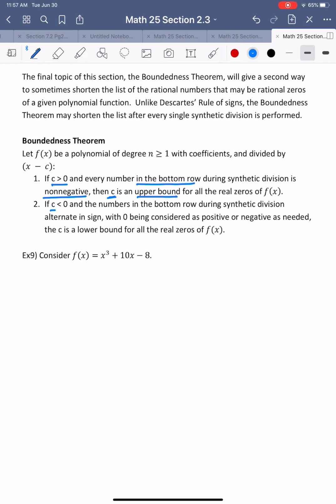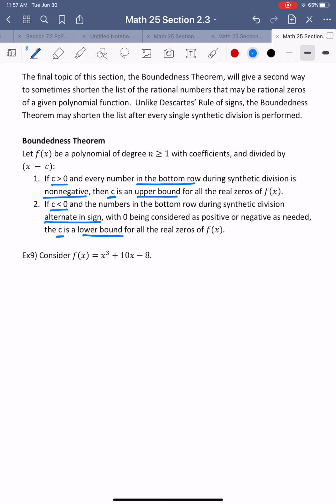Now if c is a negative number and the numbers on the bottom row during the synthetic division alternate in sign, with 0 being considered as positive or negative as needed, then we call c a lower bound of the real zeros.